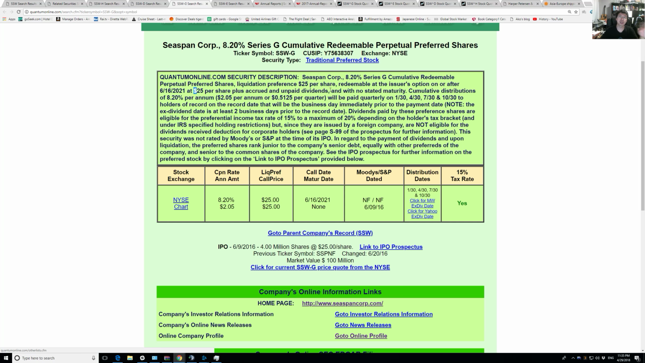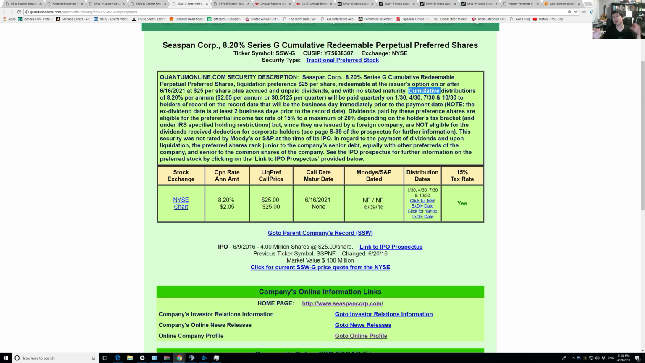So it's basically just fairness here. And there's no stated maturity. So basically, the thing never matures, so there's never an obligation for the company to redeem these shares. And then it says cumulative distribution of 8.2% per annum. So $2.05 per annum, or 0.5125 per quarter. So that's the amount of payment.